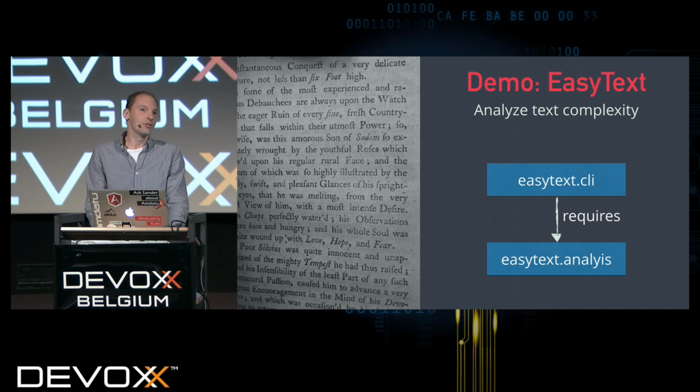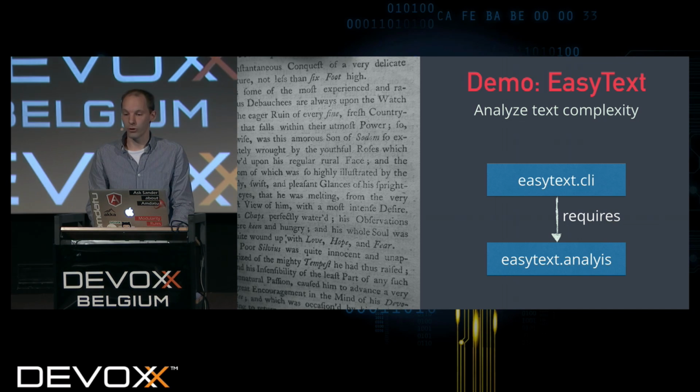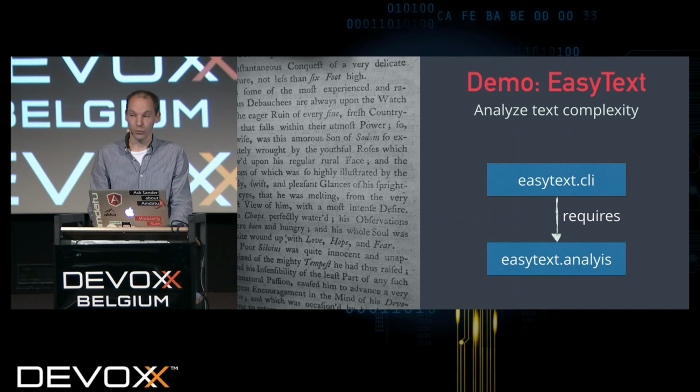But I guess you're all sick and tired of Hello World examples. So we're going to introduce an application that we call Easy Text, which is a bit more interesting, a bit more involved than the Hello World. What it does is that it can read in a text file, analyze it using a given algorithm, and give us back the complexity of the text.